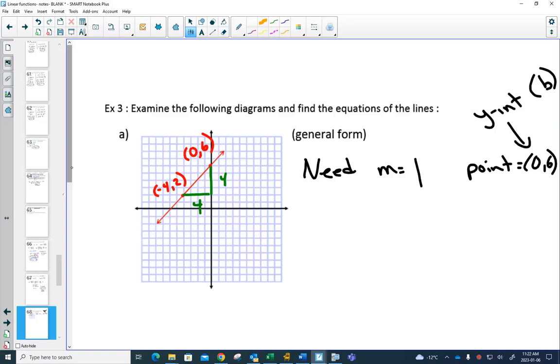But remember, slope is rise over run. So if you drew the lines between those 2 points, your run is 4, your rise is 4. And remember, anytime that your slope is going up from left to right, it's always positive. If it was going down from left to right, then your slope would be negative.